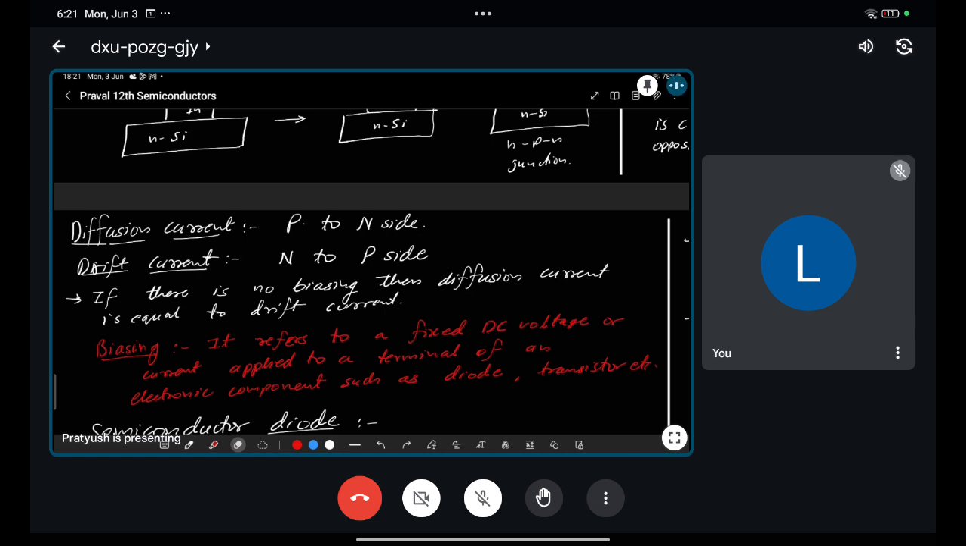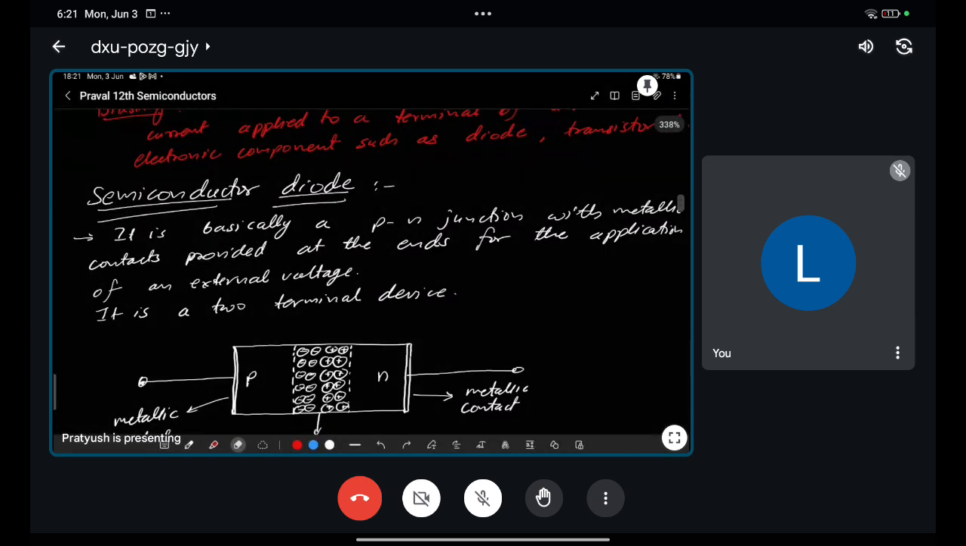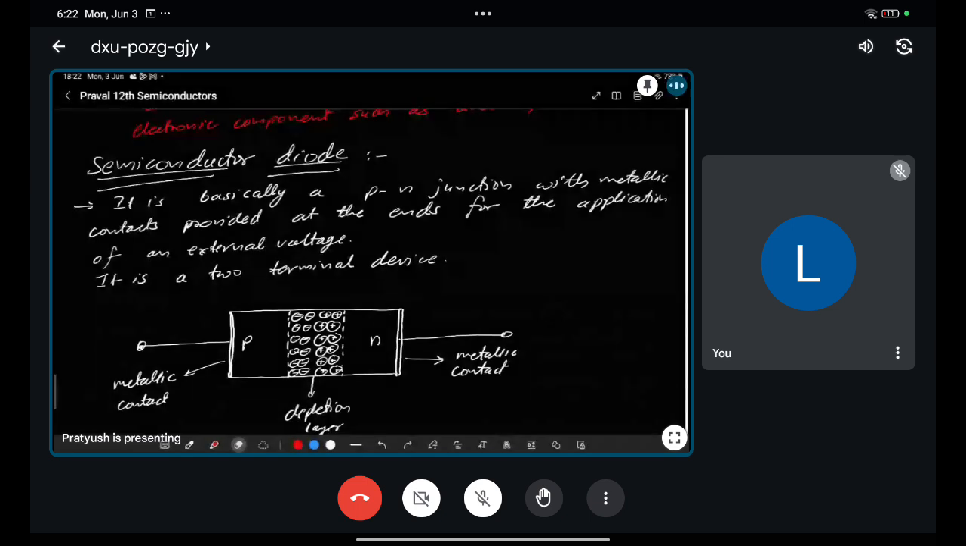We saw the theory. Now let us move towards application, that is semiconductor diode. This diode is the easiest one. This is the basic building block of all of the electronics, whatever you are going to study in future. So a semiconductor diode is nothing but a PN junction with metallic contacts provided at the end for application of any external voltage. So this is a two-terminal device.